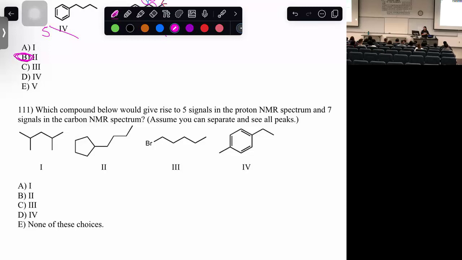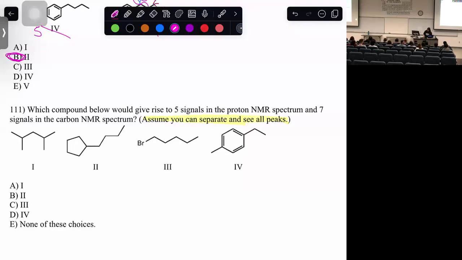If you chose option D, why did you choose option D? What did you notice? It says assume you can separate CLCs. Exactly. That's why I was telling you guys to read the question carefully. You're given a little disclaimer at the end of the question. So you have to be a little more careful whenever you have hydrogens in a benzene group. Okay, so let's just start looking at the data that they're giving us. So we have 5 HNMR signals and we have 7 CNMR signals.